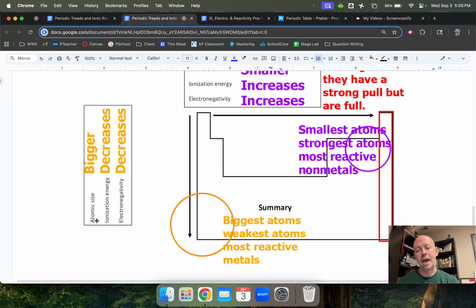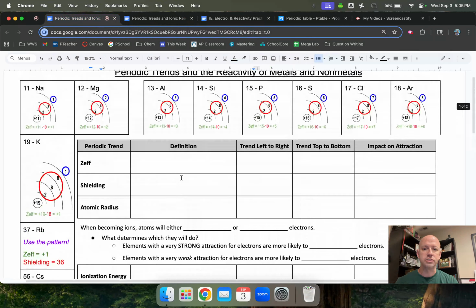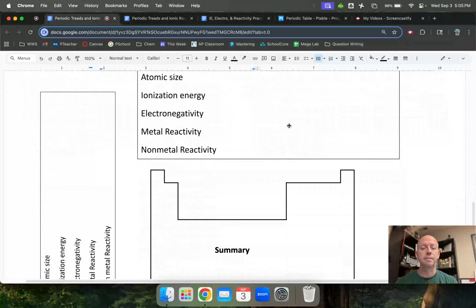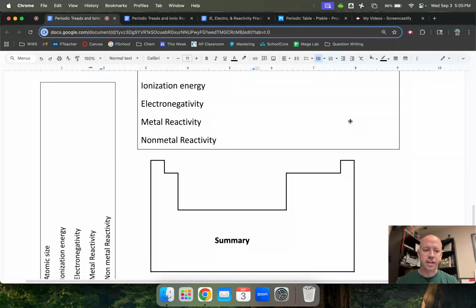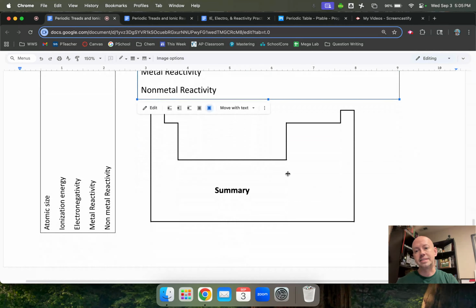So here we've got our patterns: size, ionization energy, and electronegativity. Those patterns are the same ones we wrote here, and they are caused by our patterns in Zeff and shielding. Our metal reactivity, the farther to this corner we get, the more reactive we are. So left to right, our reactivity goes down. But top to bottom, when we go this way, our reactivity goes up. Once again, the king of metal reactivity is right over here in francium.